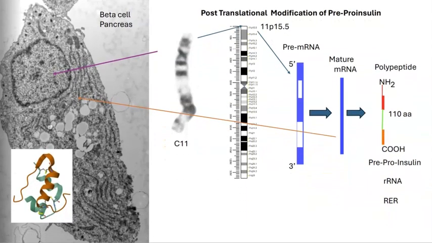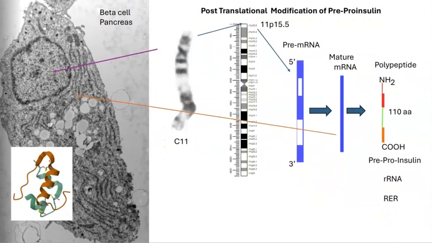The production of insulin takes place in the beta cells of the pancreas. The gene, which is in the nucleus, is on chromosome 11. It's actually just on the very end of that chromosome in this position here, and produces a pre-messenger RNA molecule with 2 introns. And in order to create the mature messenger RNA for translation, these 2 introns are removed.